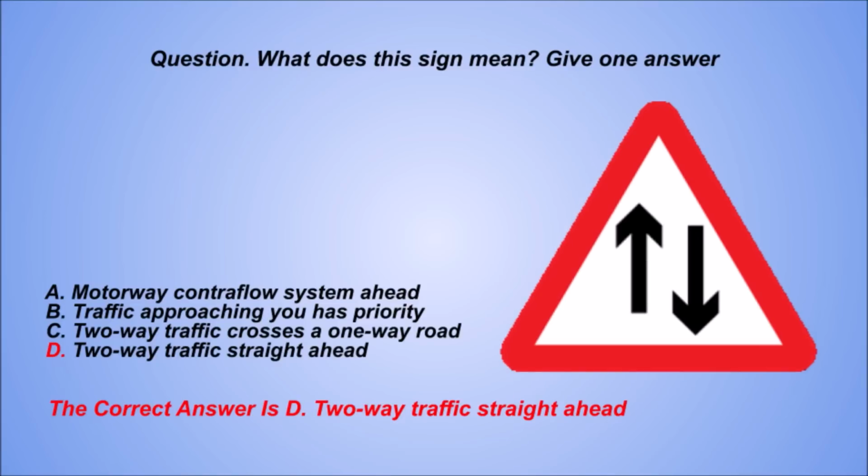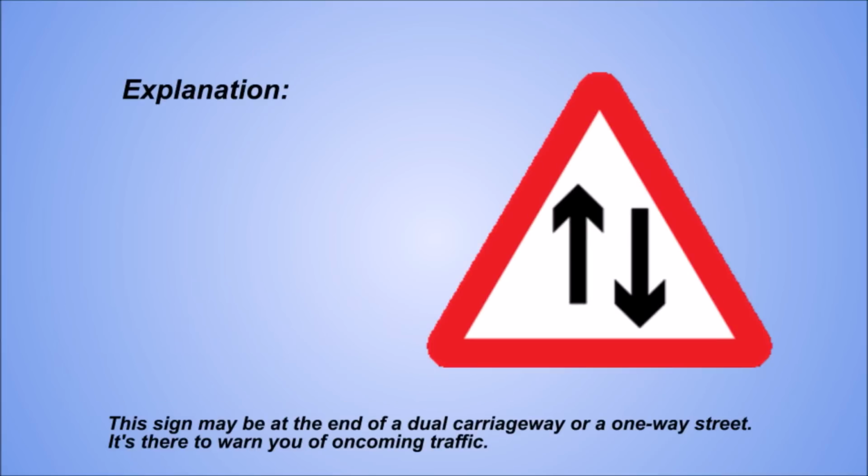Two-way traffic straight ahead. Explanation: this sign may be at the end of a dual carriageway or a one-way street. It's there to warn you of oncoming traffic.